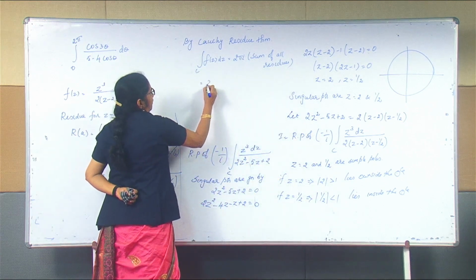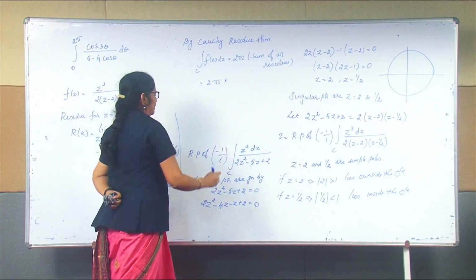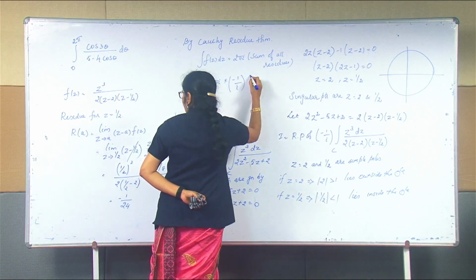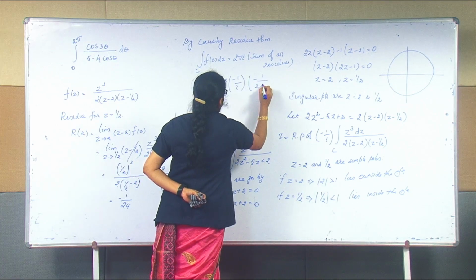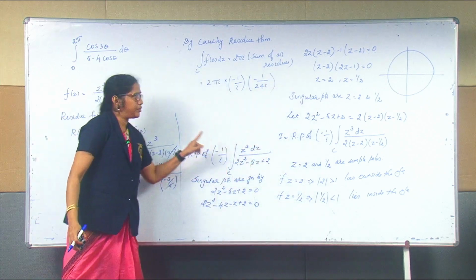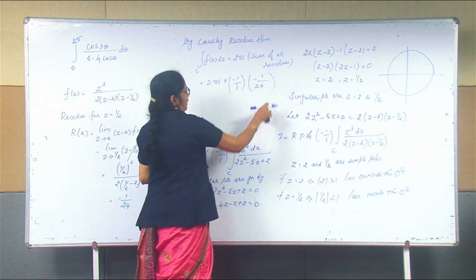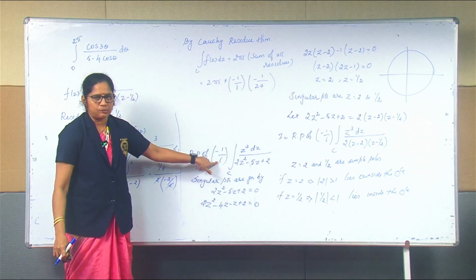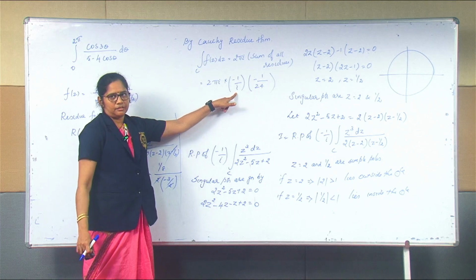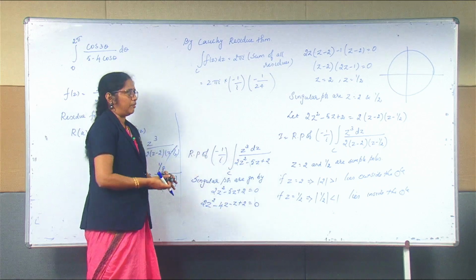So 2 pi a into, see, don't miss this part, minus 1 by i into minus 1 by 24i. Because this part evaluation is minus 1 by 24, not i, sorry, 1 by 24. So actually I missed this minus 1 by i, I have to take this minus 1 by i. So I am considering this minus 1 by i. So this is the formula, 2 pi a into sum of all residues.